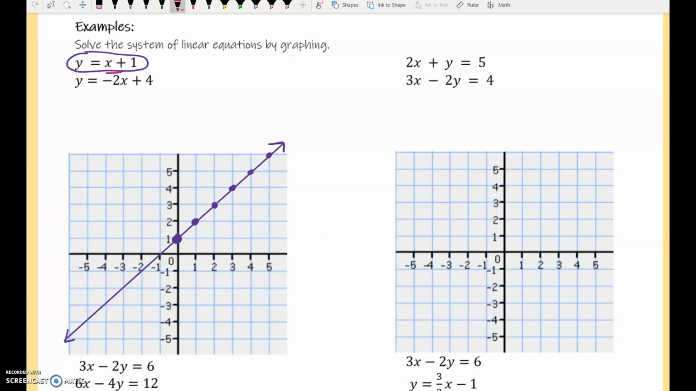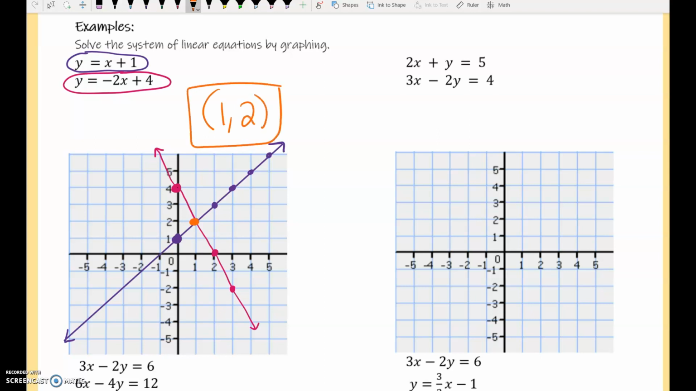Then we need to graph the second equation. This one starts at 4 on the y-axis and has a slope of -2, so down 2, right 1, down 2, right 1. And I found that they met right here at this point. That solution is the point 1, 2. You need to write your solution as an ordered pair.